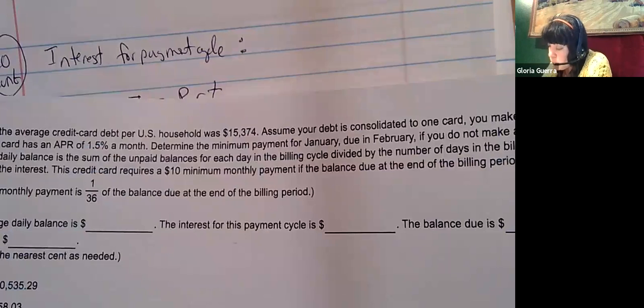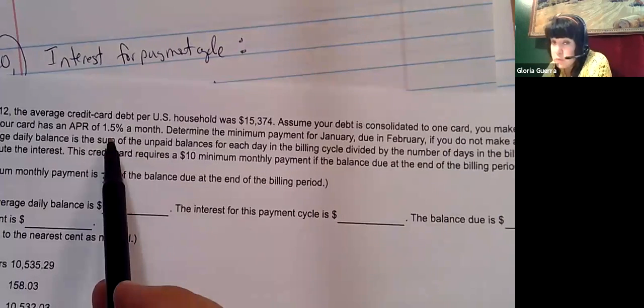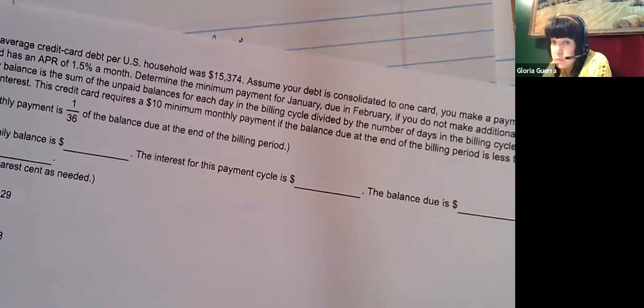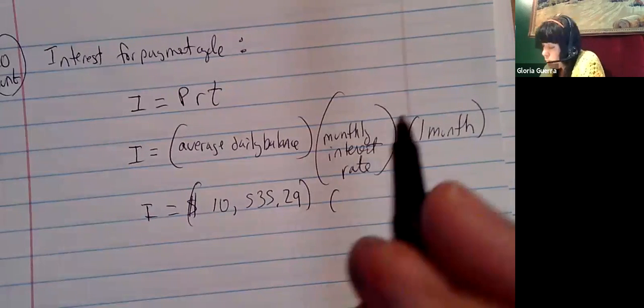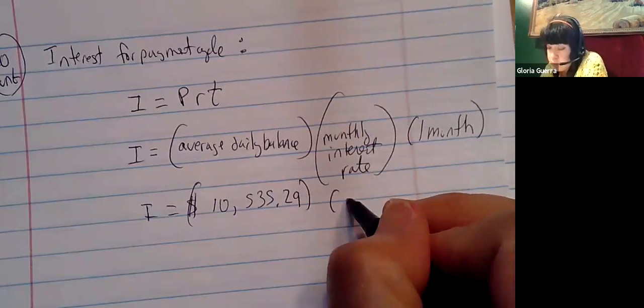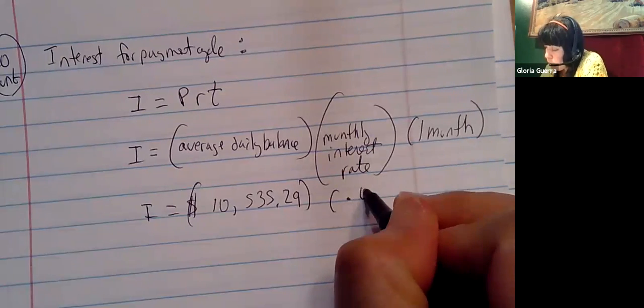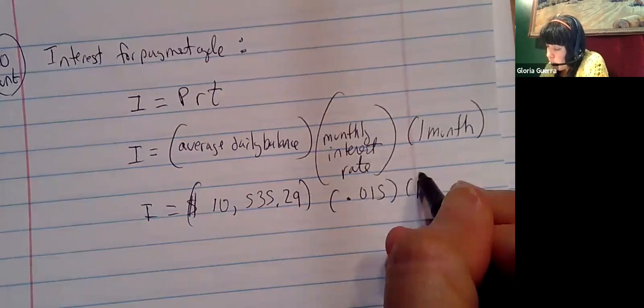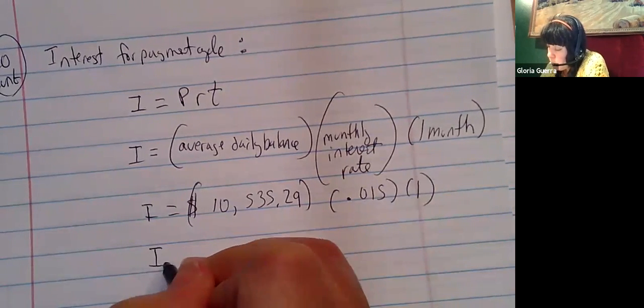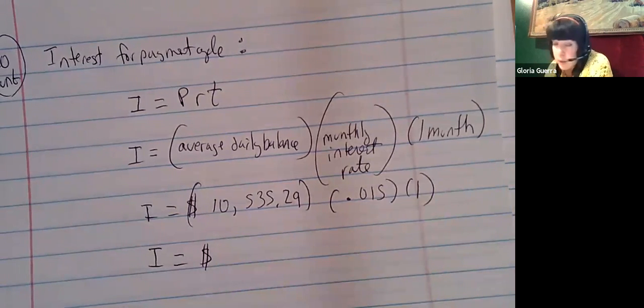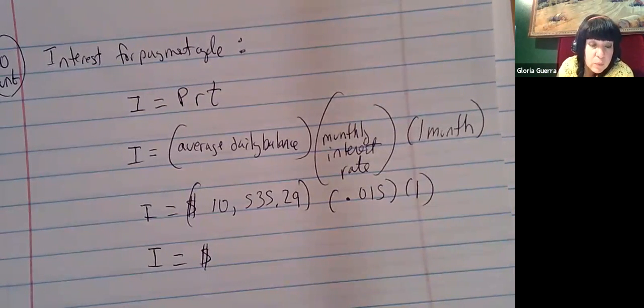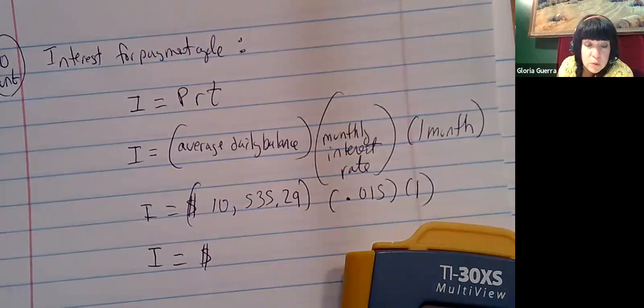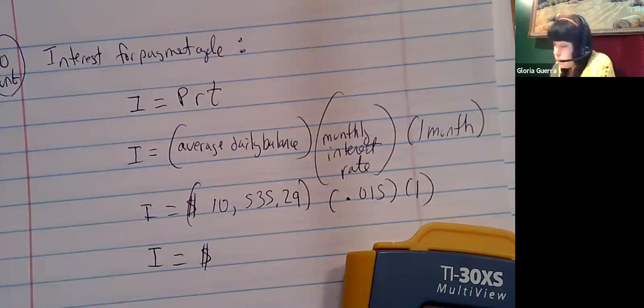1.5%. Okay, so that's nice and low. So move it 2 places over to the left. That's 0.015, and it was times 1 month. Okay, and then we're gonna multiply that, and we're gonna round that to the nearest cent.